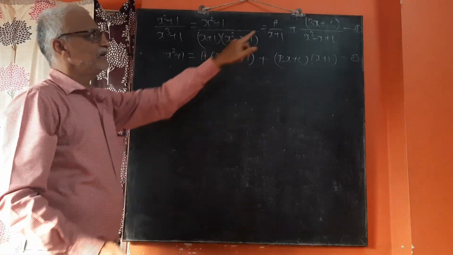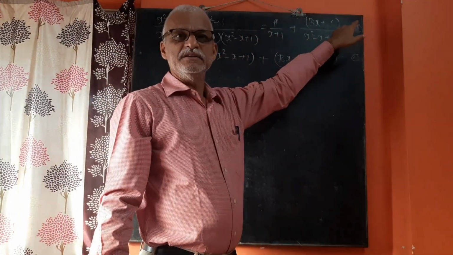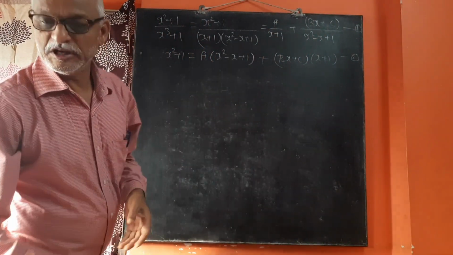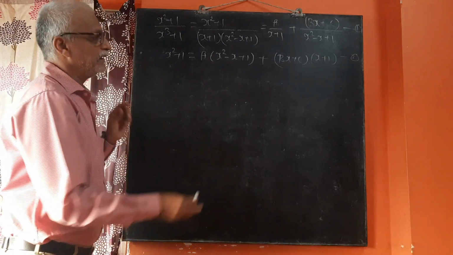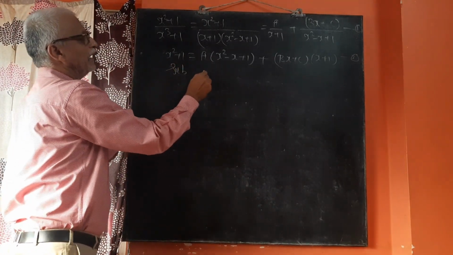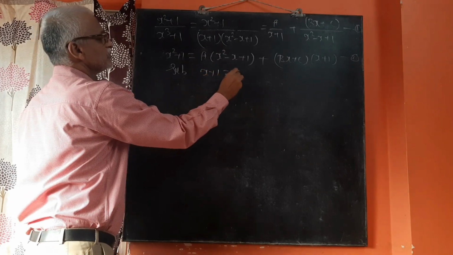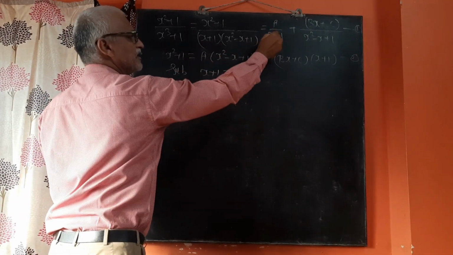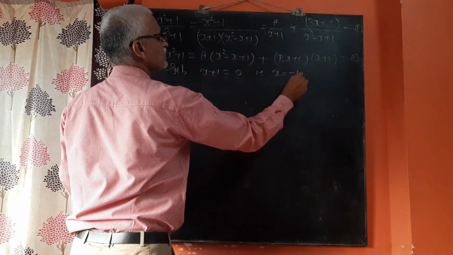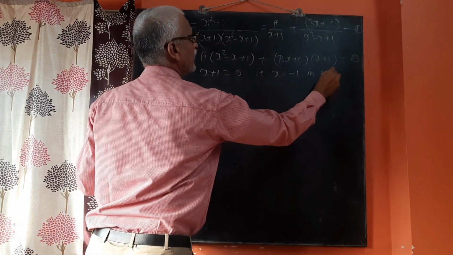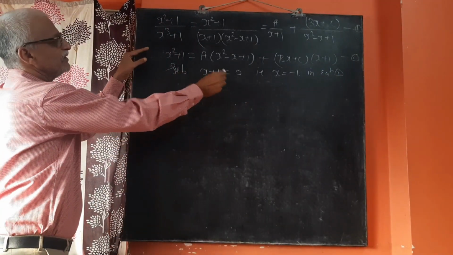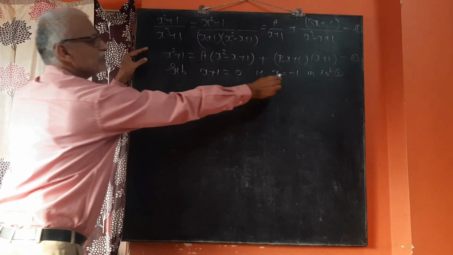There are three constants a, b and c, so we have to substitute three values of x. Let us start with the first value. Substitute x plus 1 is equal to 0. Substitute the denominator of a, that means x plus 1 equals 0. That means x is equal to minus 1 in equation 2. See here, what we'll get? x plus 1 equals 0, so x equals minus 1.